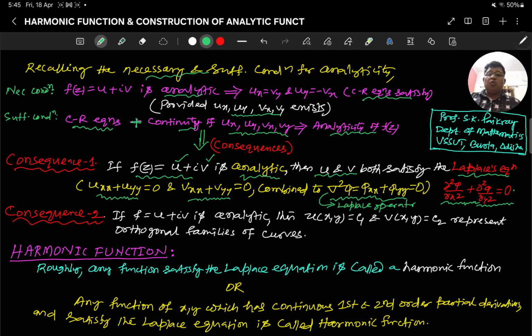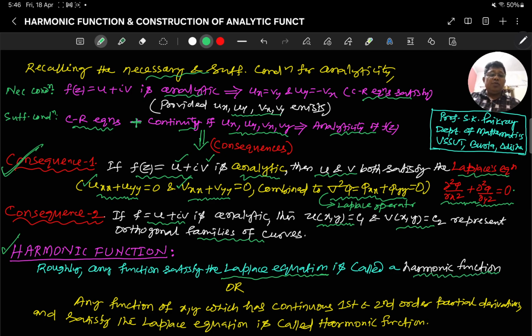Now consequence 2. Basically we will focus on consequence 1, and accordingly we will solve many important problems. Consequence 2: if f is analytic, then the real part u(x,y) equated to a constant and the imaginary part equated to a constant both represent orthogonal families of curves. We will discuss these two consequences, however we will focus on consequence 1. Another important point of discussion here is a harmonic function. Roughly speaking, any function which satisfies the Laplace equation, as we said here, u_xx plus u_yy equals 0, v_xx plus v_yy equals 0, is called a harmonic function.